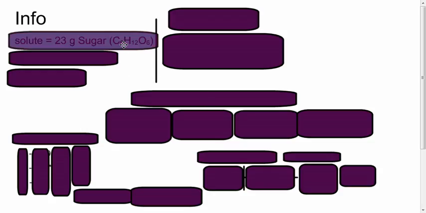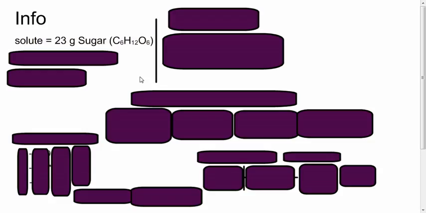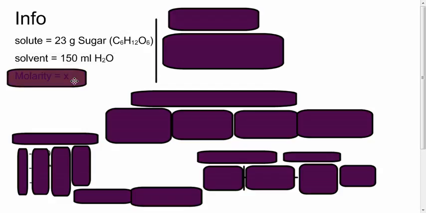Now, when using the four-step format, there are 4 steps. The first step is what do we know, our info step. On the last slide, we knew 2 things. First being that we had 23 grams of our solute, 150 milliliters of our solvent, and we wanted to know our molarity, and that's what we were trying to figure out. So that's the first step.